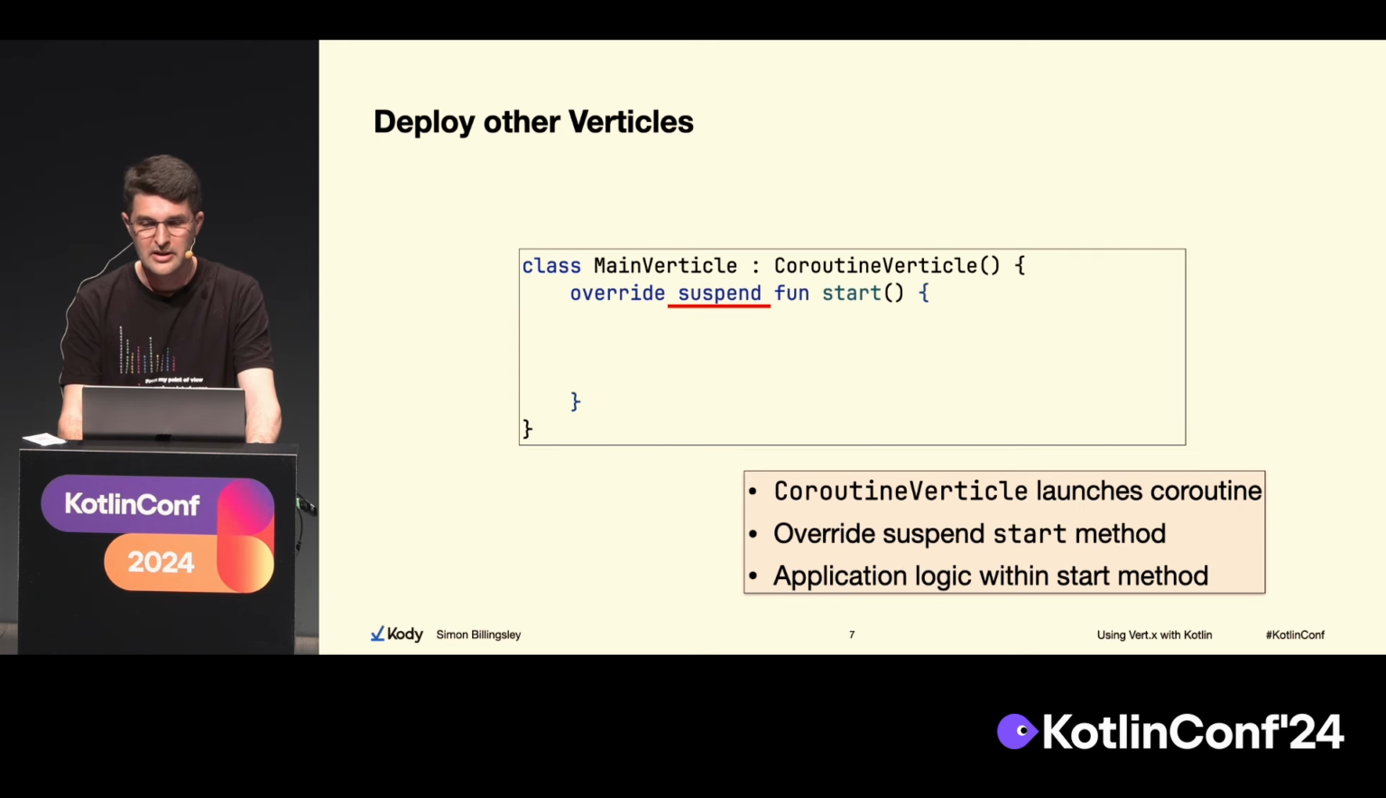The main verticle uses a Vert.x coroutine context, allowing other verticles to be deployed. When writing a coroutine verticle, you override the suspend start method to perform the work when it is deployed. Vert.x automatically stops all servers and verticles during application shutdown, so you don't need to worry about cleaning things up.